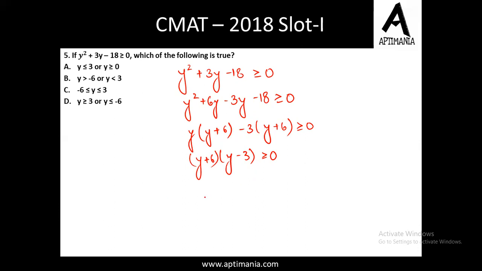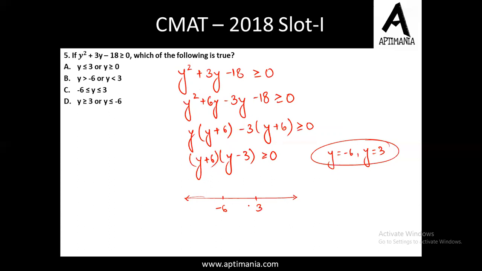In order to simplify this, we can draw a number line. The simple solution is, if we take out the roots from the equation y plus 6, y minus 3 greater than or equal to 0, we'll get y equal to minus 6 and y equal to 3. So these are the two critical points that we have for the given equation. So let me mark them, minus 6 and 3.